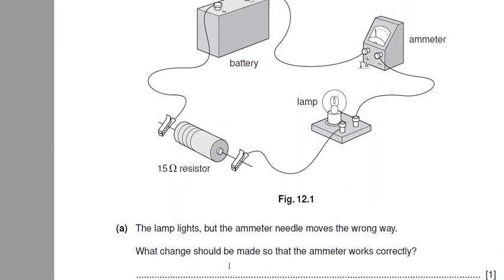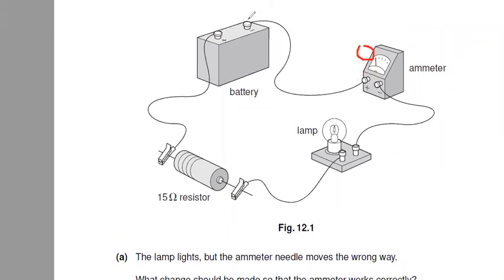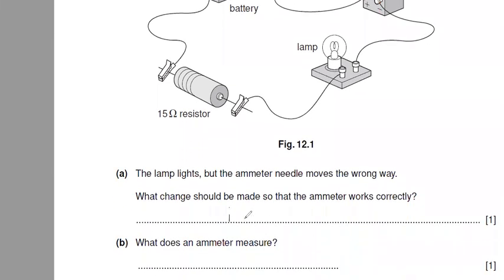As you can see here, the positive part of the ammeter is connected to the negative part of the battery, and this is wrong. They should have the same polarity, so we shall connect the negative part of the ammeter to this wire, and the positive part should be connected to this wire. So how could we say this? Simply, we shall say: reverse the connection between the ammeter and the battery.